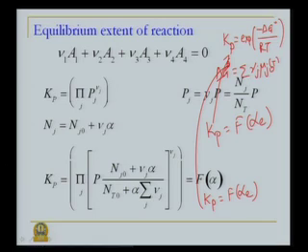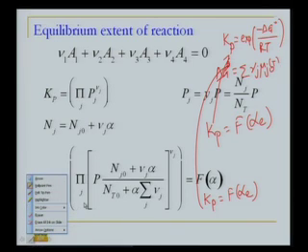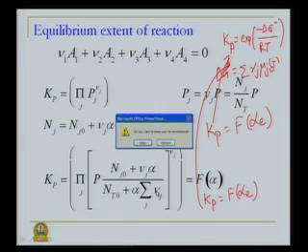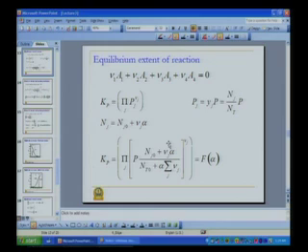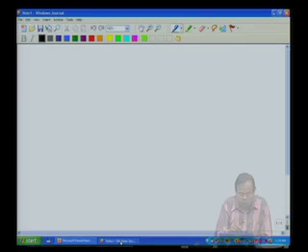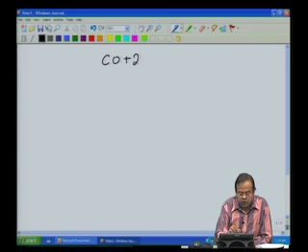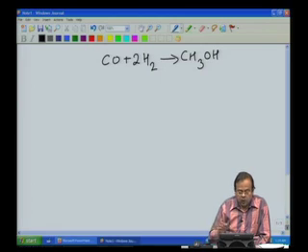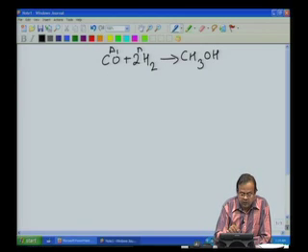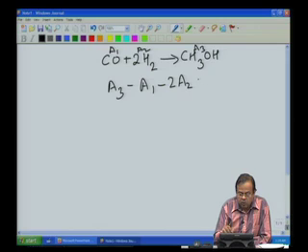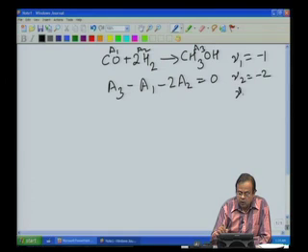Okay. Let's work out a simple example to make this idea clear. Let's consider our example of carbon monoxide formation. I am going to repeat this whole example. Carbon monoxide plus 2 moles of hydrogen gives rise to 1 mole of methanol. Let me call carbon monoxide A1, hydrogen A2 and methanol A3. So, we can quickly write this reaction as A3 minus A1 minus 2A2 equal to 0. My stoichiometric coefficient nu 1 is minus 1, nu 2 is minus 2 and nu 3 is plus 1.